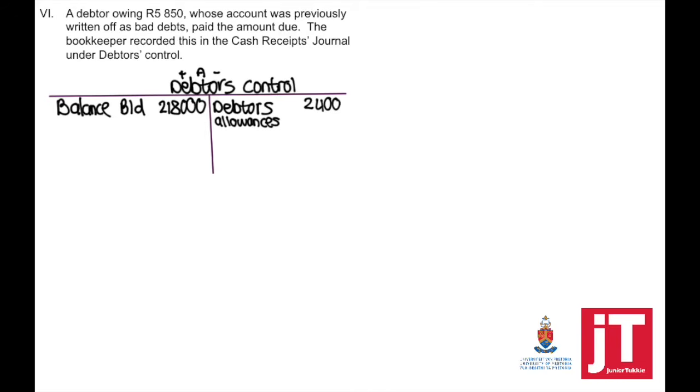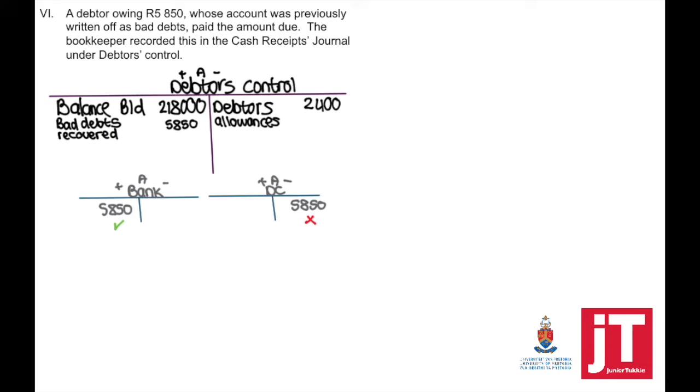The next adjustment, a debtor owing 5,850, whose account was previously written off as bad debts, paid the amount due. The bookkeeper recorded this in the cash receipts journal under debtors control. So what is happening here? My debtors control, we've received money from a person whose account was previously written off. So bank was debited, but now because their account was previously written off, we have incorrectly shown it in debtors control. It was supposed to be bad debts recovered.